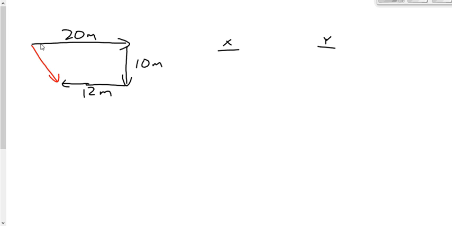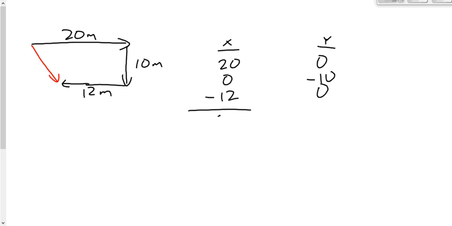How much of that 20 meters is on the x-axis? The right-left axis? 20 meters, all of it. How much of that 20 meters is on the y-axis? Well, all of it's on the x, none of it's on the y. How much of that 10 meters is on the x-axis? 0. On the y-axis? Negative 10, good. And on the x-axis, the 12 is? Negative 12, the y-axis is 0.